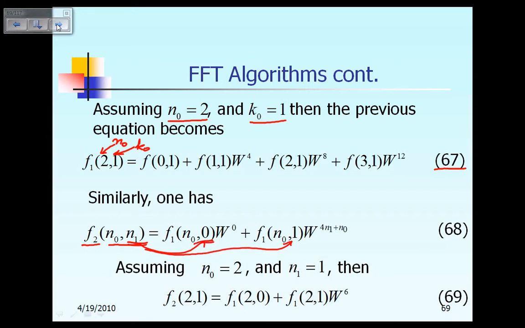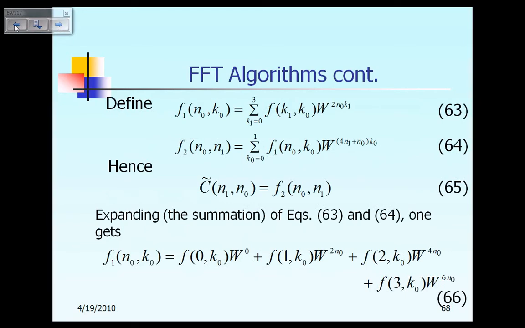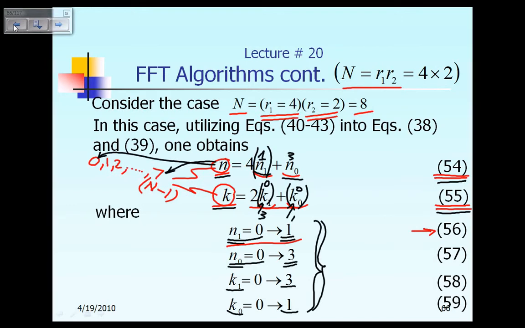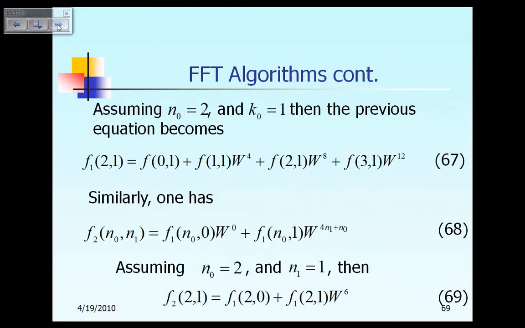Now the value of N0, which is the first subscript, can be any value from 0 all the way to 2, I think. Let's double check the value of N0. Yeah, as you can see from equation 57, the value of N0 could be 0 or 1 or 2 or 3. Maximum is 3, from 0 to 3.